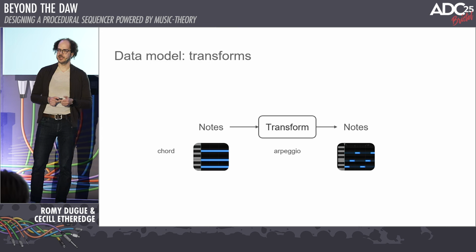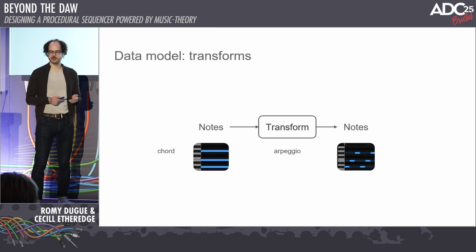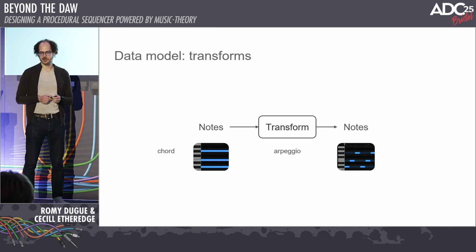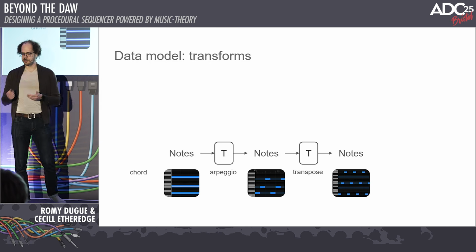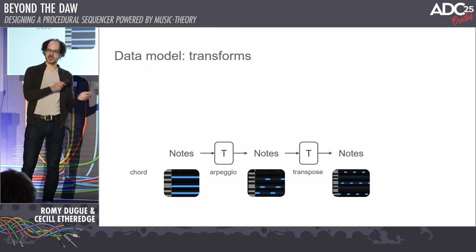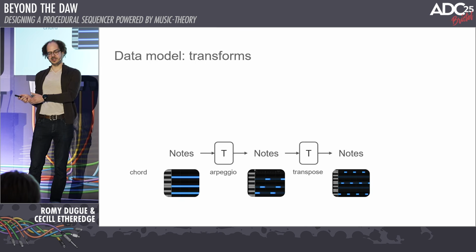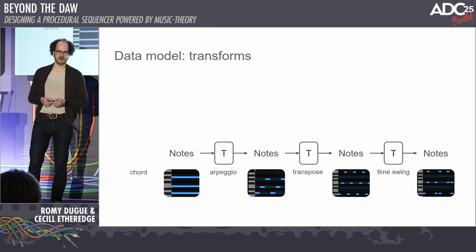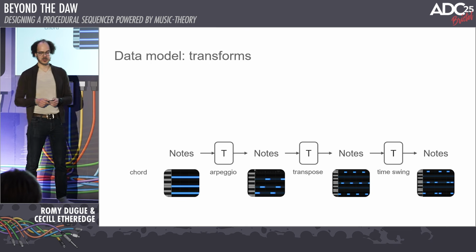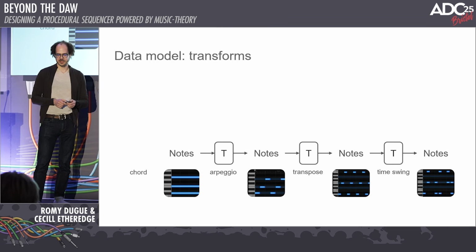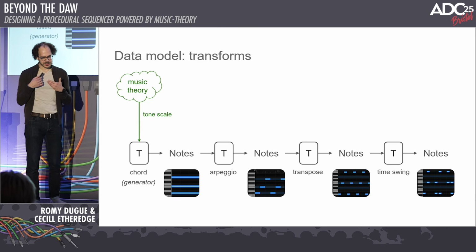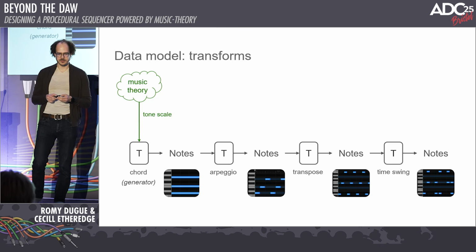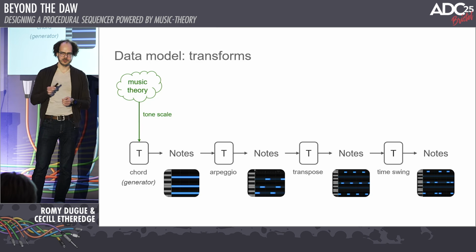Well, you could go from a note chord to an arpeggiated chord using a transform. But you might as well repeat that. You might as well transpose, go from arpeggiated notes to transposed arpeggiated notes and give them a time swing, for instance, and end up with pretty funky notes. And at the beginning, there's actually also a transform. And instead of inputting notes there, we can also input musical information there.